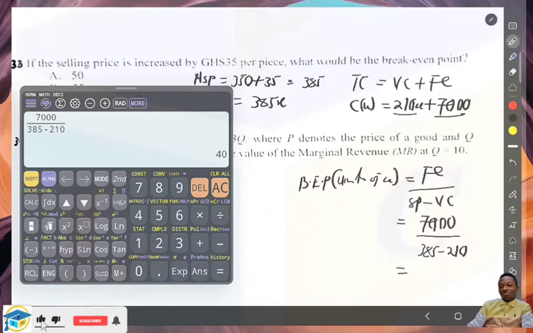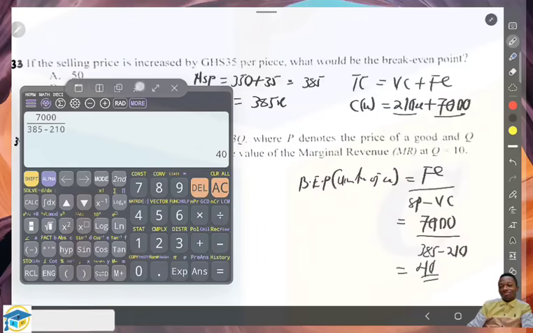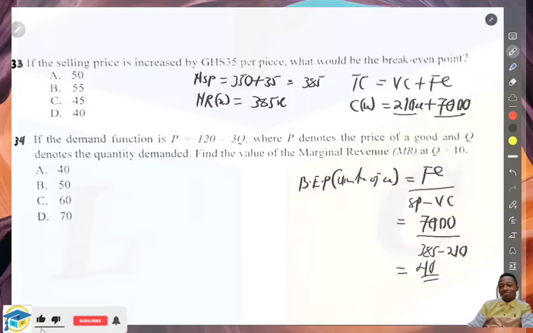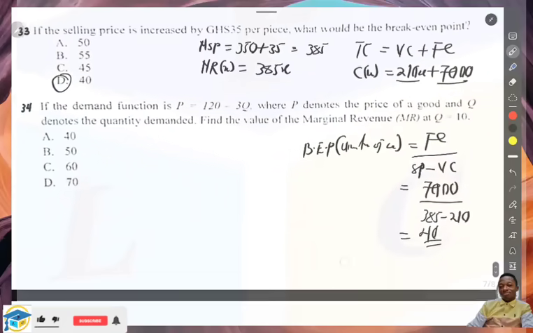What are we getting? We are getting our break-even point to be 40. So this is what we are getting when the price increased by 35. At the price of 35, we break even at 40. At the price of 250, we break even at 50, right? So we are getting 40. So let's take note of that.